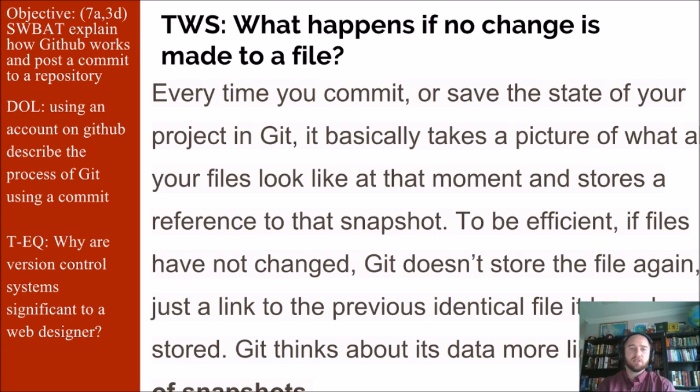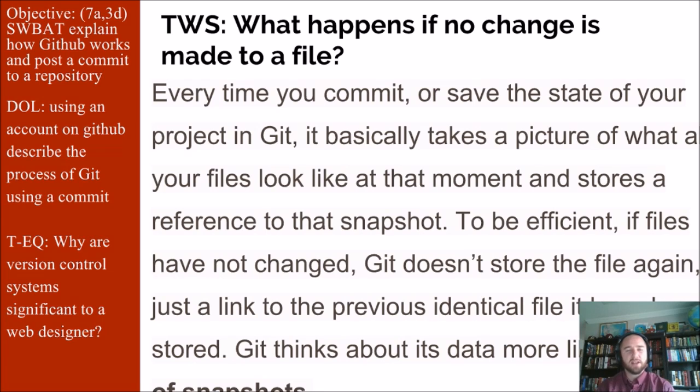What happens if no change is made to a file? So far I've explained to you that GitHub is a version control system. You can change things and it'll track it for you. That's what a version control system does. It says every time you commit or save the state of your project in Git, it basically takes a picture of what all your files look like at that moment and stores a reference to that snapshot.